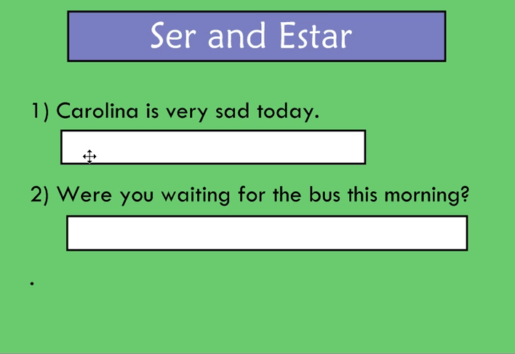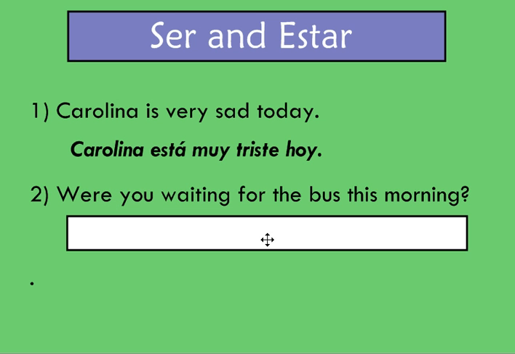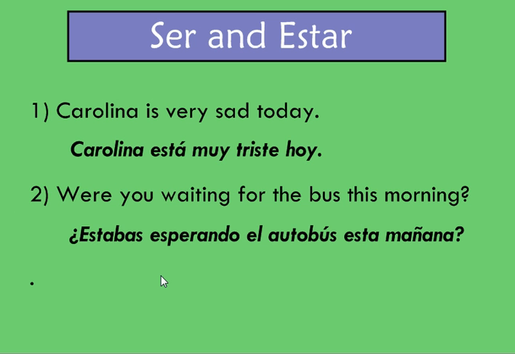Okay, let's check your answers. Carolina is very sad today. Está muy triste hoy. And were you waiting for the bus this morning? So we see the ing. So we know we need a present progressive, or past progressive rather. ¿Estabas esperando el autobús esta mañana?